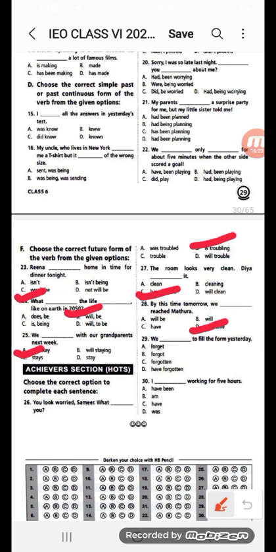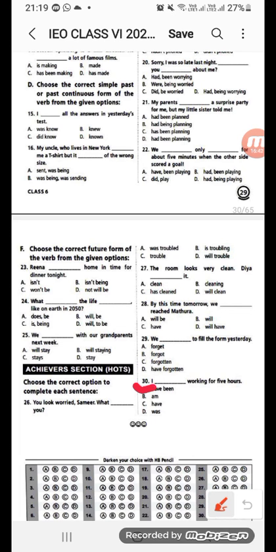Number 29. We forgot to fill the form yesterday. Number 30. Sorry, I have been working for 5 hours.